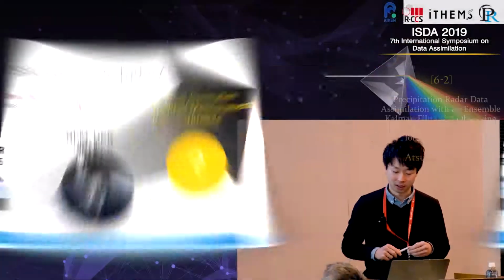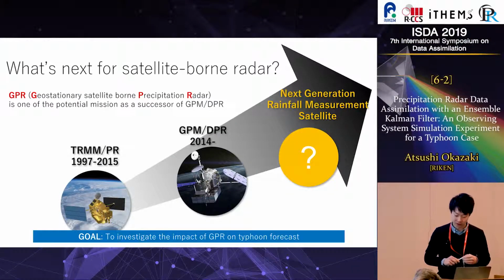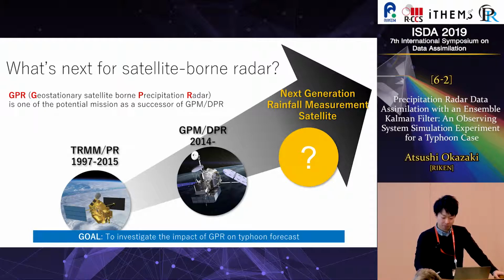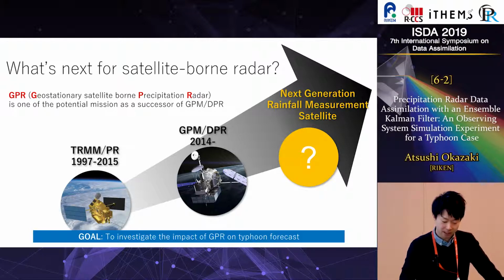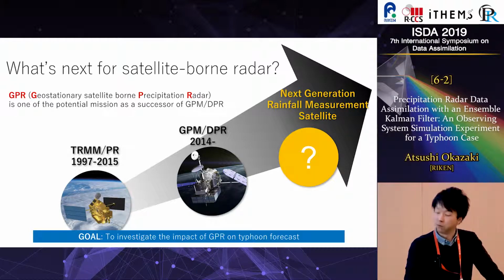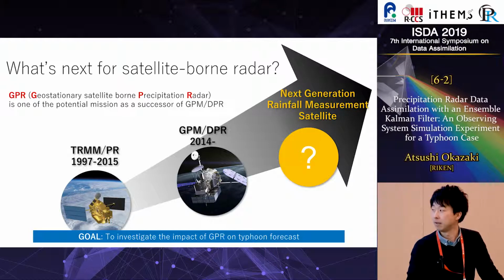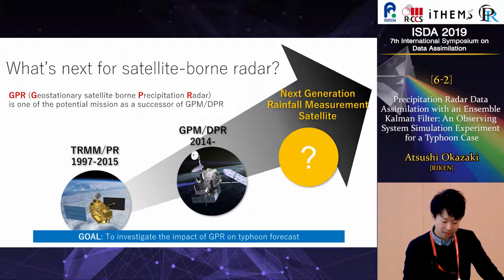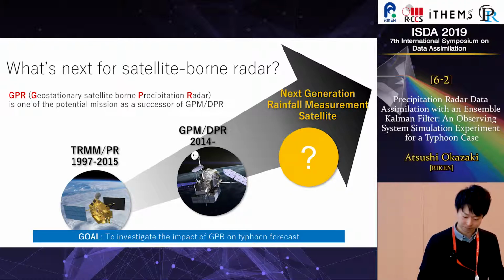So the TRMM PR and GPM DPR have been important platforms to provide a direct measurement of three-dimensional precipitation structure globally. Building upon the success of them, JAXA is now planning a next generation rainfall measurement satellite. One of the candidates is a geostationary satellite-borne precipitation radar, GPR. The aim of this study is to investigate the impact of GPR for the weather forecast. As our first test, we investigate a typhoon case.